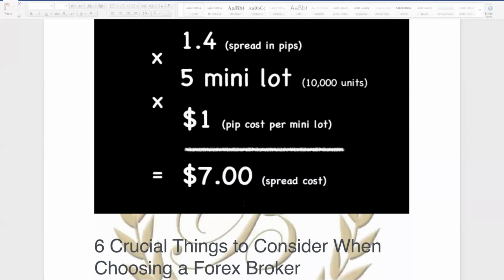For today, guys, let's end it here. Tomorrow, we are going to focus on 6 crucial things to consider when choosing a Forex broker. So for today, let's end our lesson here.